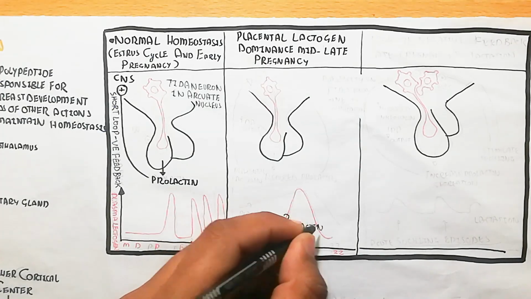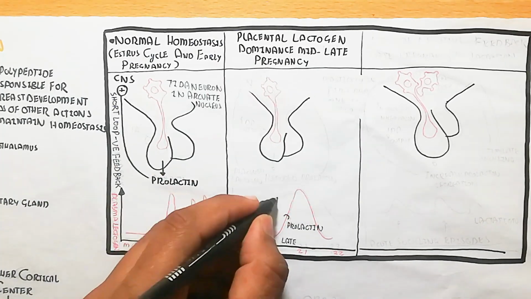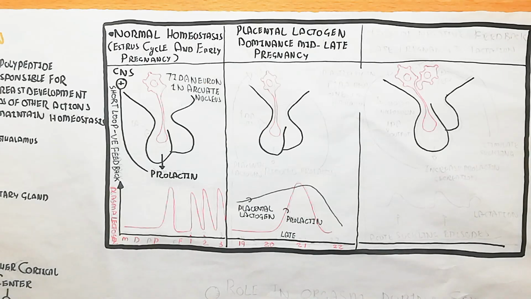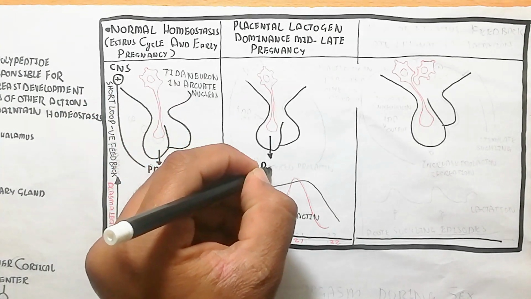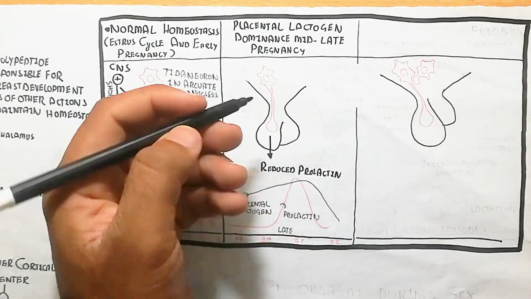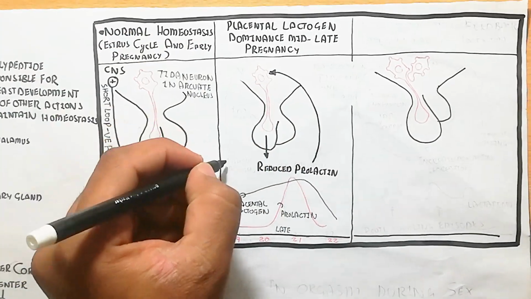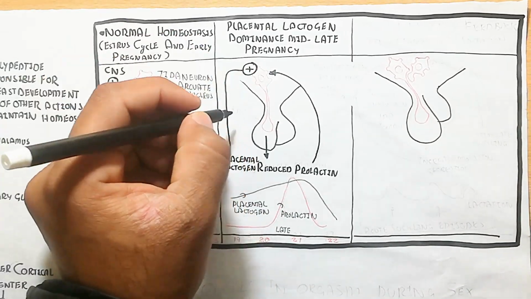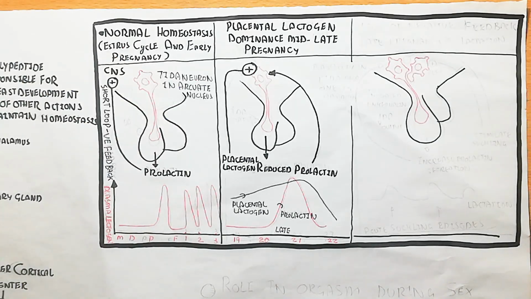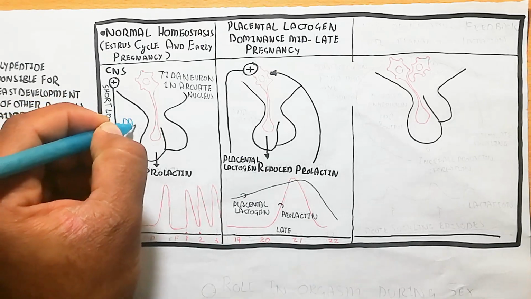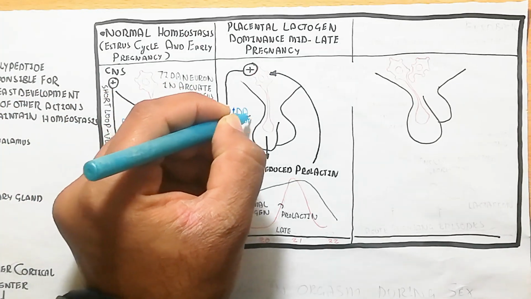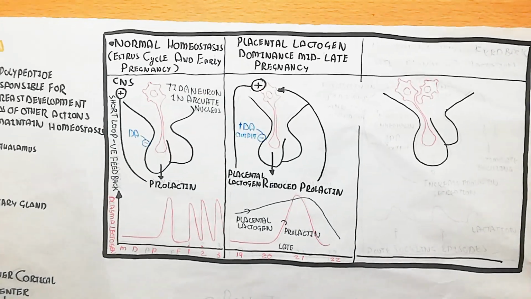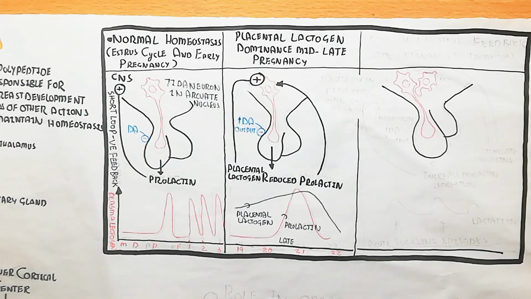How? Let's understand here. Placental lactogen dominates mid to late pregnancy, and as placental lactogen increases, the prolactin gives more dopamine output, which will inhibit the production of prolactin. In this way prolactin is reduced due to placental lactogen. When placental lactogen decreases, it triggers more prolactin, and when placental lactogen decreases again, prolactin increases, because placental lactogen is important as the inhibitor and for the fluctuation of prolactin.